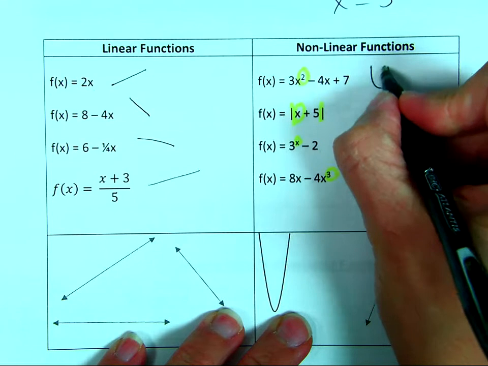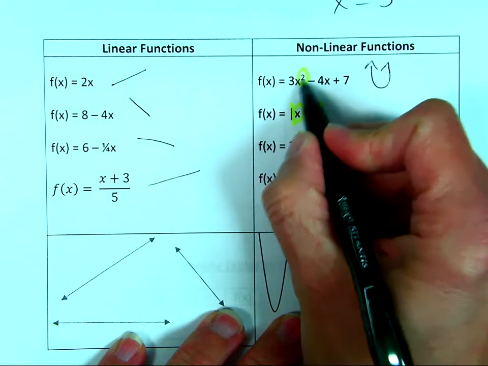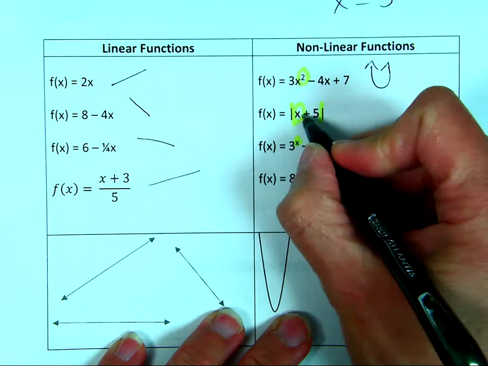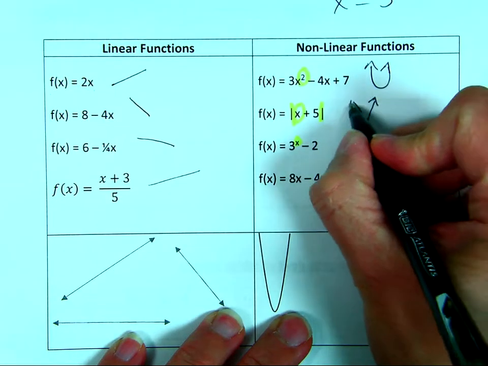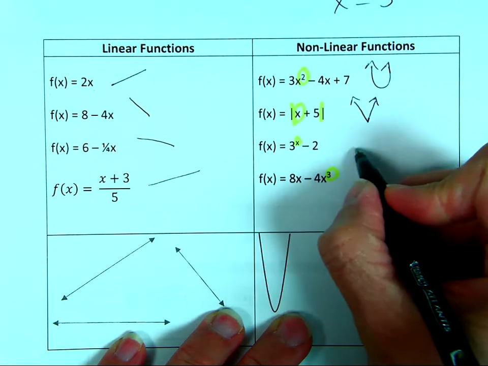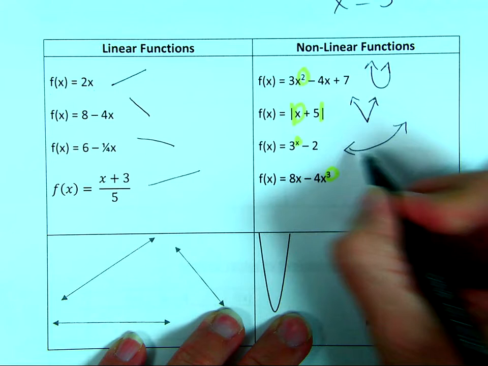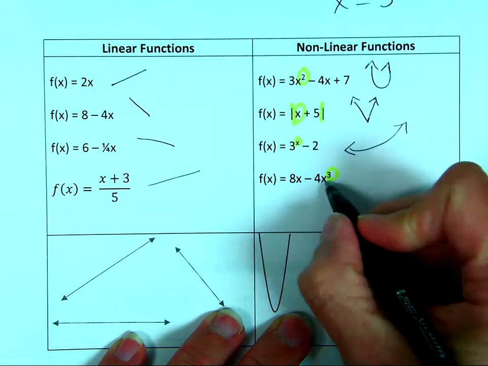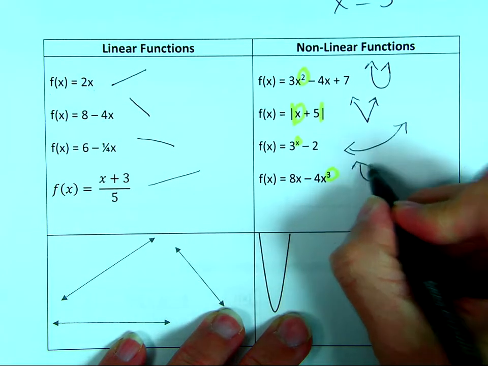This is called a parabola. I can tell it's a parabola because it's got an x squared on it, and that's a quadratic function, so it's going to look like that. This has an absolute value around it, so I know that looks like a V. This has an x as an exponent, so I know it's going to look like that. It's called an exponential function. It's kind of like a little curve there. And this is a cubic function, and it looks something like that.